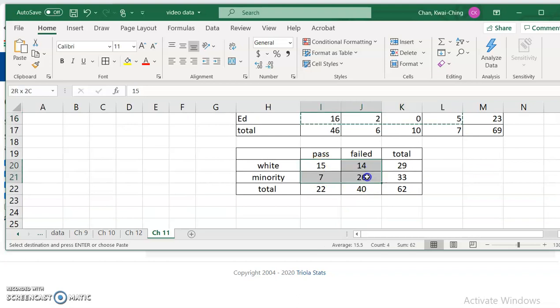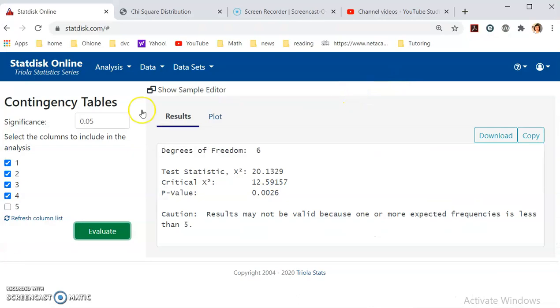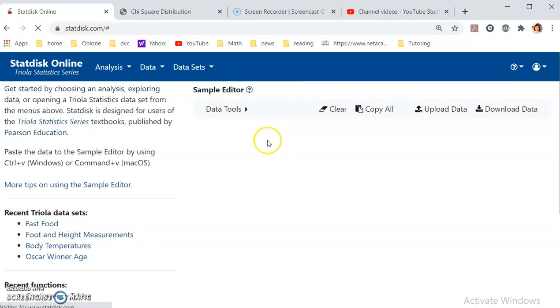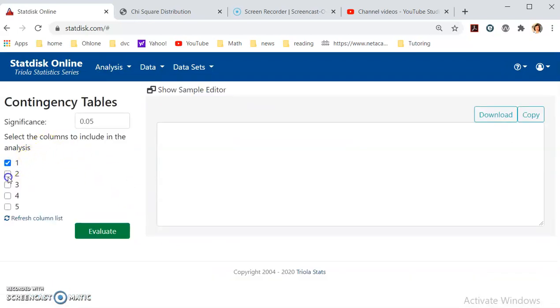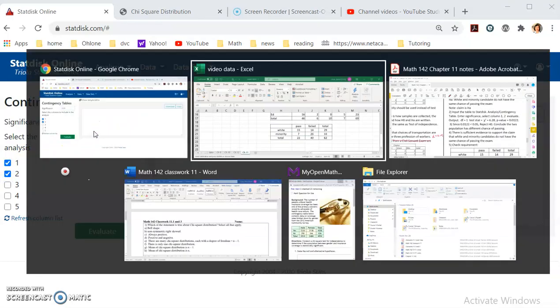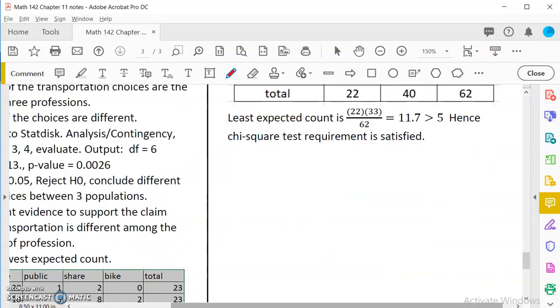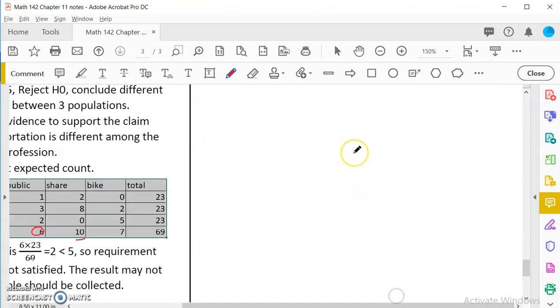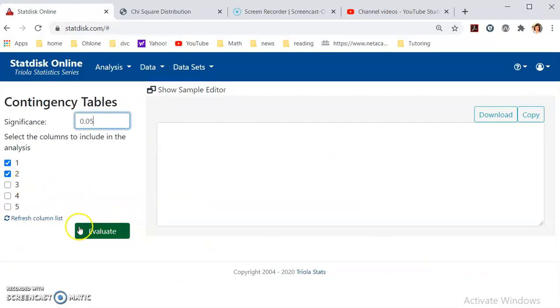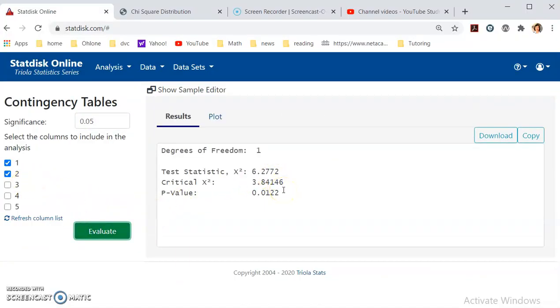Okay, so I'm going to input this, copy, clear all these, clear this also, put it here, Control V. So we have 2 columns, 2 rows. Do we use 0.05? Let's see. I don't remember if we said we use 0.01 or 0.05. We use 0.05 in this case. Okay, and then I have evaluate. Degree of freedom is 1 because we only have 2 rows and 2 columns. And then the test statistic is 6.28.